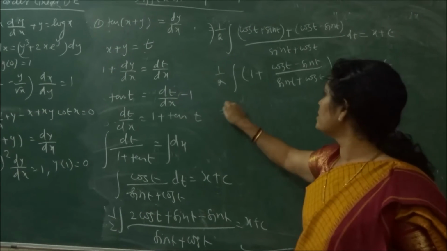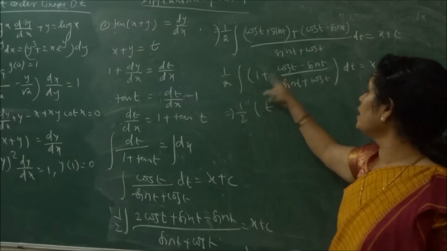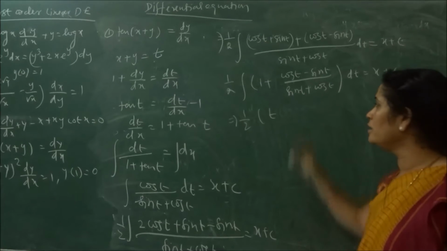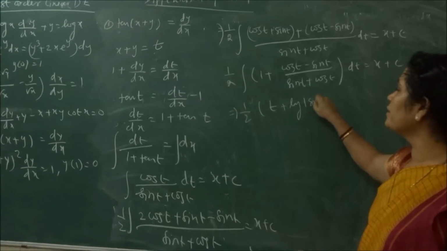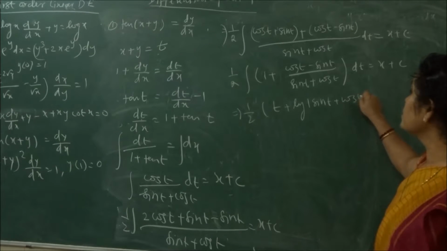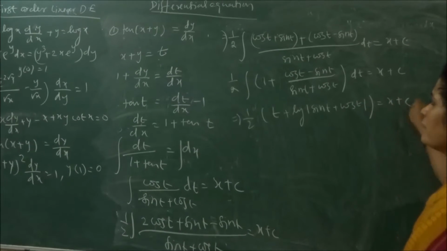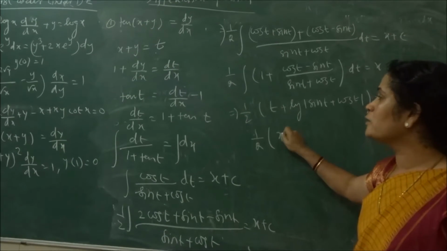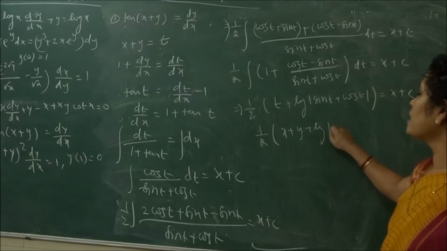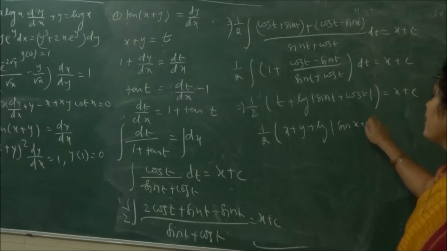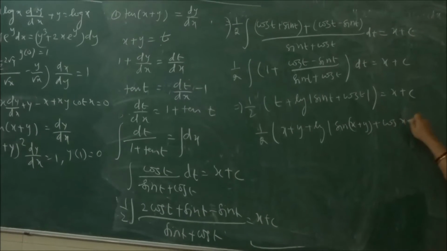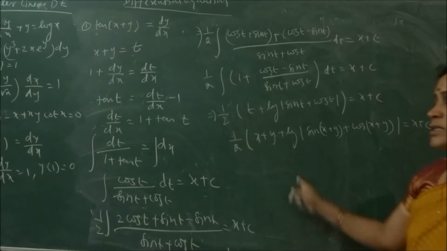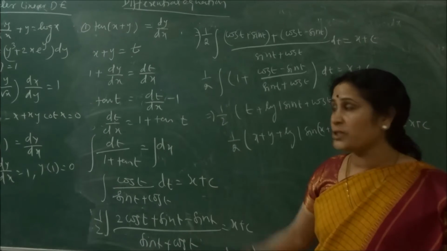So this implies 1/2 of t plus log of the denominator, because the differentiation of sin becomes cos, and cos becomes minus sin. So we can write log of the denominator, that is sin t + cos t, equal to x + c. Clear? Now replace t with what we have: x + y + log(sin(x + y) + cos(x + y)) = x + c. Clear to you? Questions like this also exist, this is called a special format.